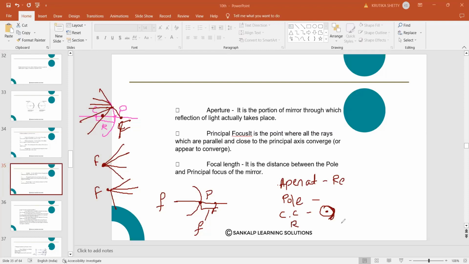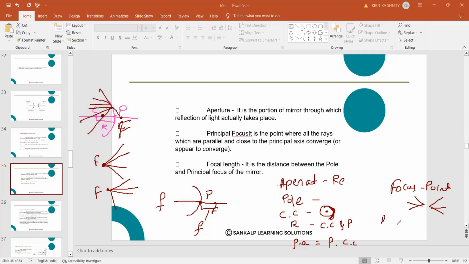Radius of curvature: the distance between the center of curvature and the pole is called the radius of curvature. Then we have the principal axis. The line passing through the pole and the center of curvature is called what? Principal axis. Then focus. Focus is nothing but the point on the principal axis where the light rays appear to converge or the light rays appear to diverge.